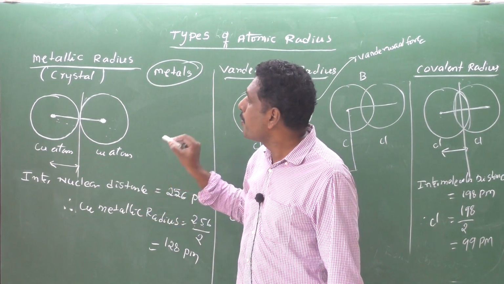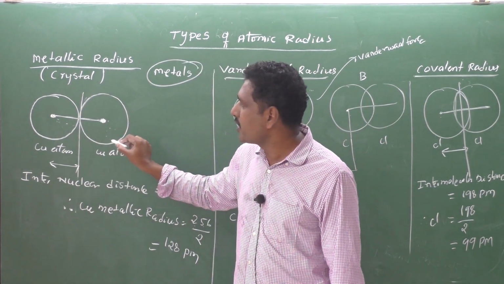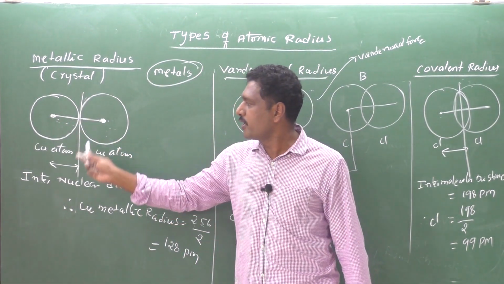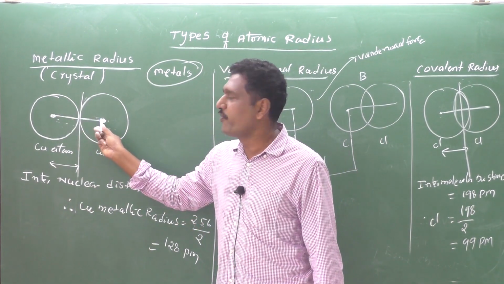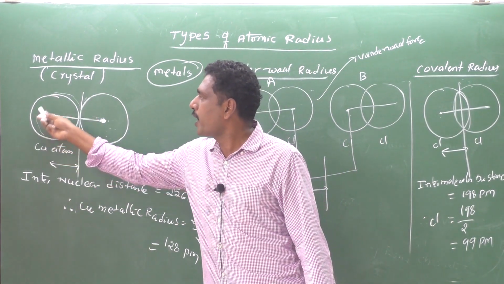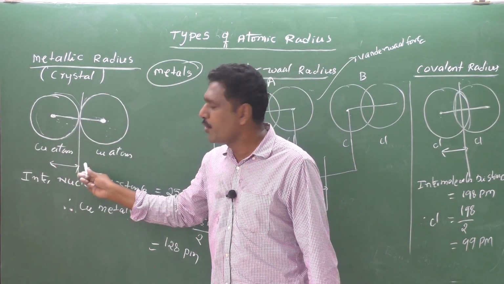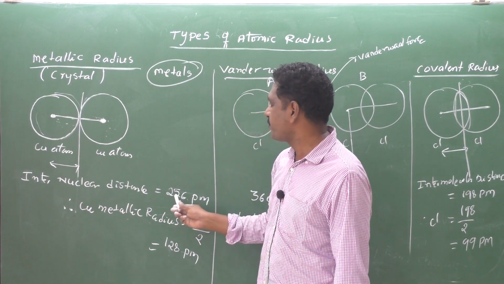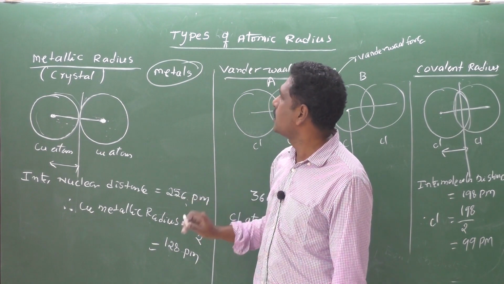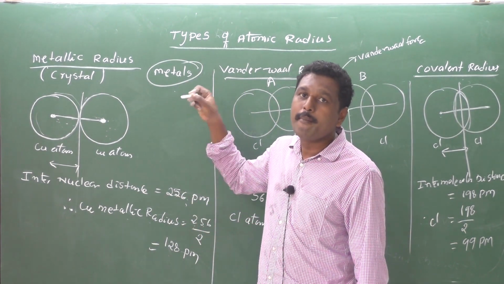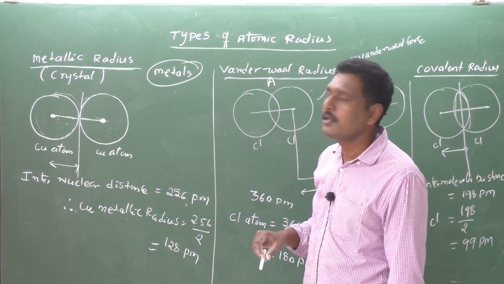So from here to here, the distance is called internuclear distance. The distance is 256. Therefore, one copper atom's size: copper metal radius is 256 by 2, therefore 128 picometers. It is applicable only for metal crystals.